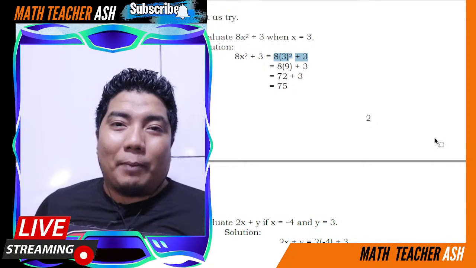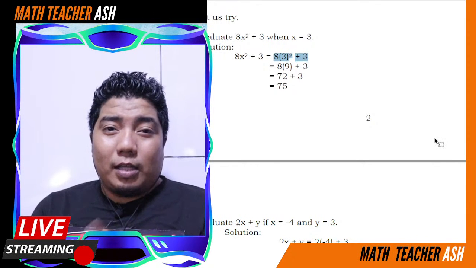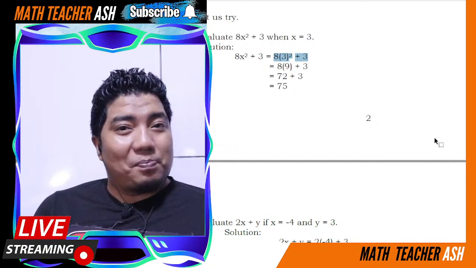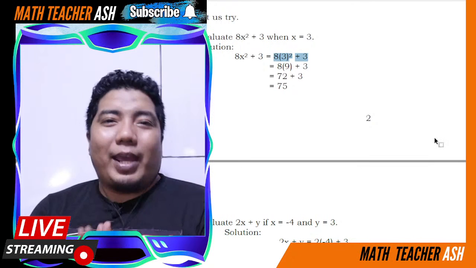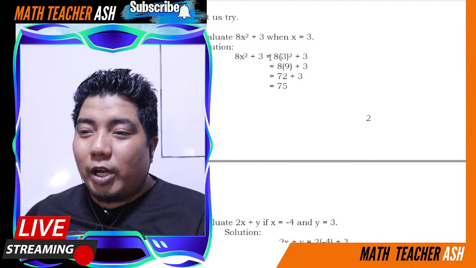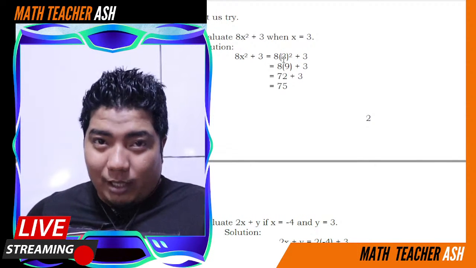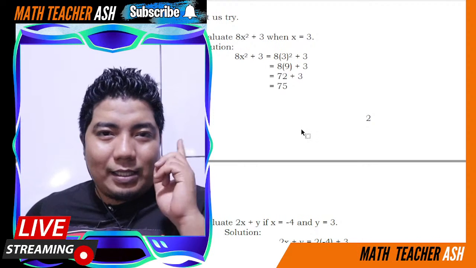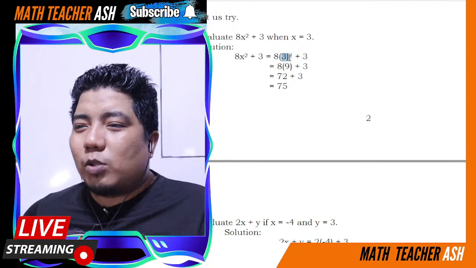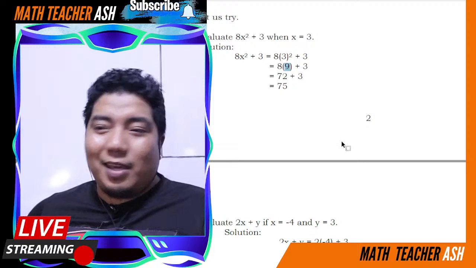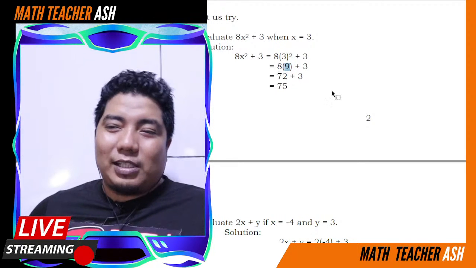What comes first? Of course, you start with the parenthesis. Is there an operation inside the parenthesis? None. Okay, so what's next? Powers. So we will start first with 3 squared before we multiply it to 8. So 8 times 3 does not come first. What comes first is 3 squared. 3 squared means 3 times 3, and the answer for that is 9. So 9 times 8, of course, is 72.